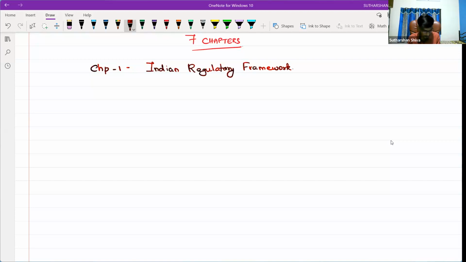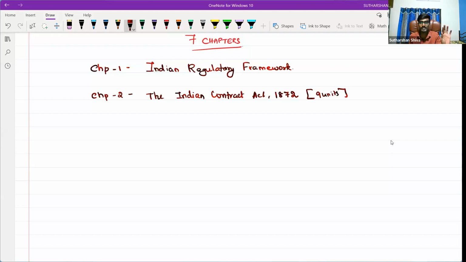Coming back, we have chapter number 2. That chapter number 2 is the heart of this paper. This chapter, we will call the Indian Contract Act, 1872. It contains a total of 9 units.